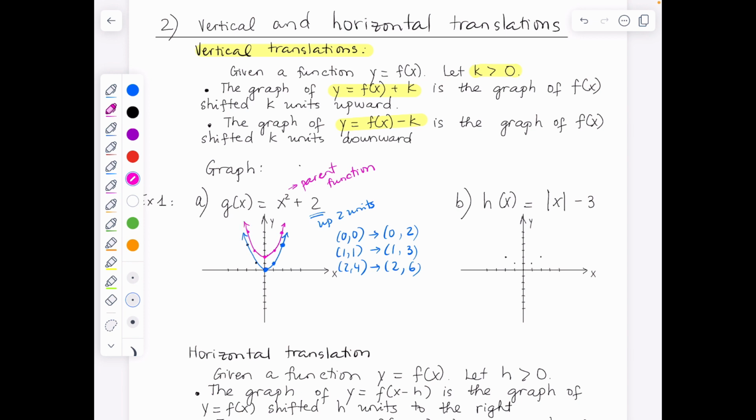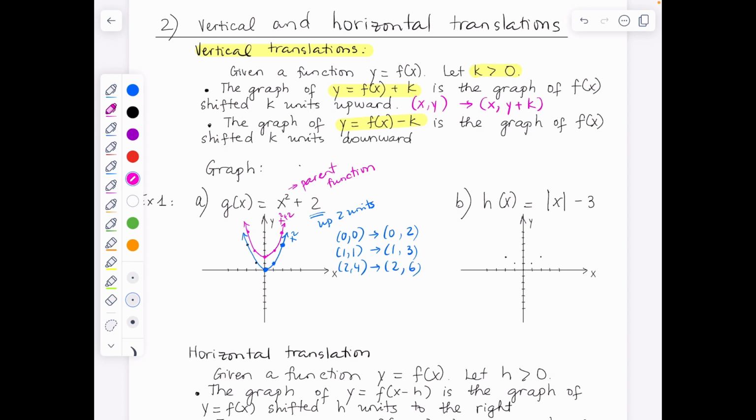So now you can see that the pink graph is the graph of x squared plus 2, and the blue graph was our original function or parent function, which is the graph of x squared. And the pink graph is evidently the blue graph that's being shifted up 2 units. So let's make a little note here. When you transform points, you will replace (x, y) with the point (x, y plus k). Just add k to all the y coordinates.